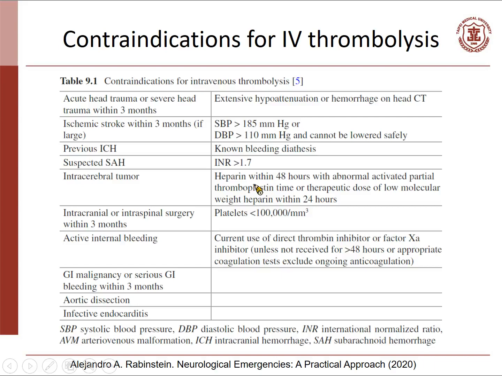Which patient may have contraindication for IV thrombolysis? If the patient has previous ICH or suspected SAH, cerebral hemorrhage, or other active internal bleeding, or the patient uses an anticoagulant with the INR greater than 1.7, and the platelet count less than 100,000 per cubic millimeter, those patients may be contraindicated for IV thrombolysis.